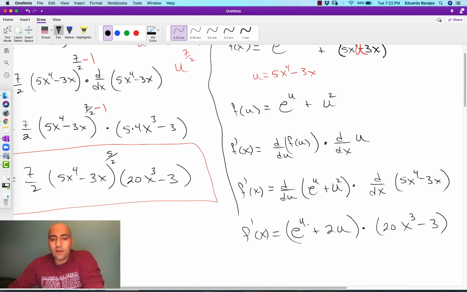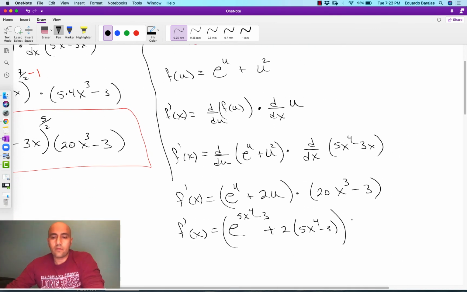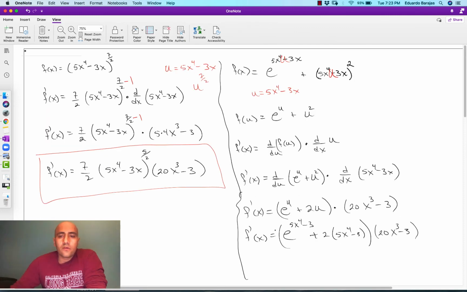Okay, so now for e to the u, we just come back and do our substitution. f prime of x is going to be equal to e to the 5x to the fourth minus 3x, plus 2 times 5x to the fourth minus 3x. All of that is being multiplied by 20x to the third minus 3. Okay, so two different problems here, but hopefully we see the similarities.